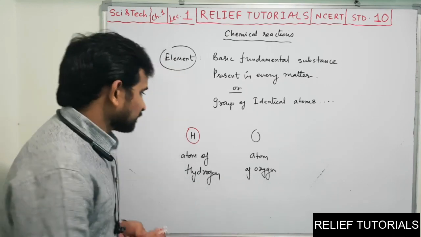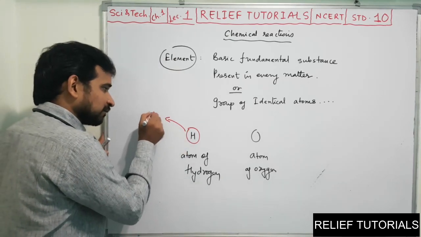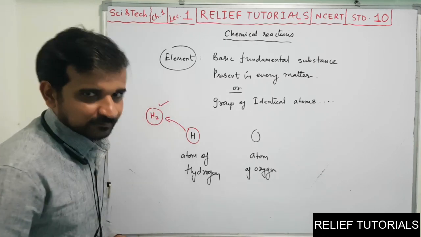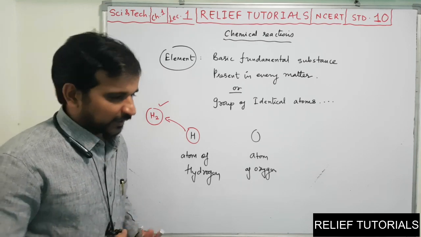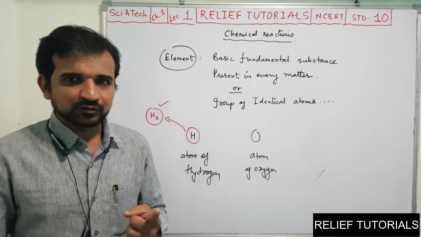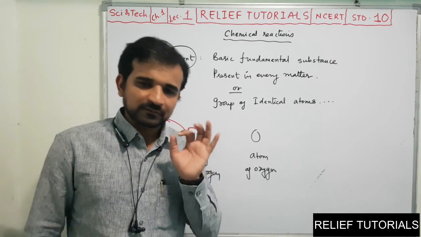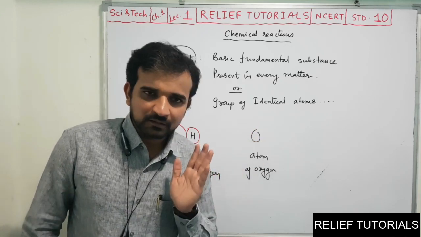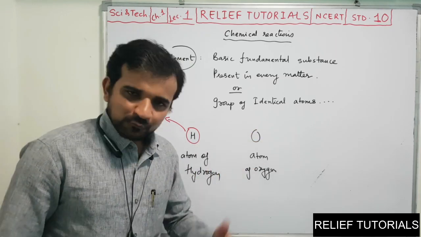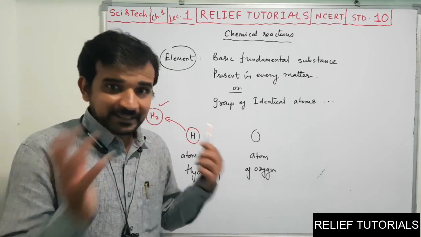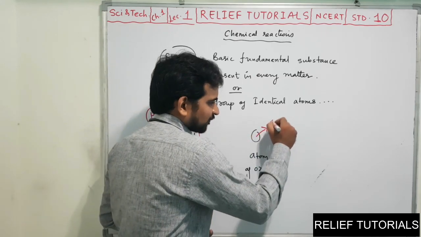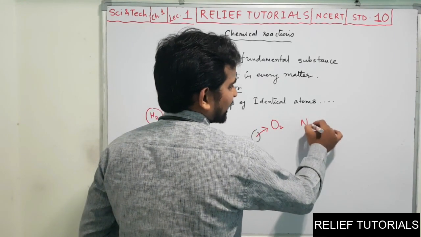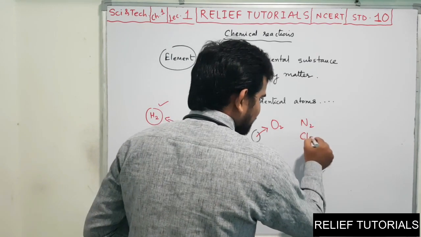So it is available in which form? It is available in this form. If you remember, it is available always in a group of 2. So H2 is the naturally available state of hydrogen. Let me repeat again. One atom of hydrogen is not available in nature, in free state, in independent form. One atom of oxygen is not available in nature. If you try to find independent oxygen in nature, you will always find it in the form of O2. Nitrogen is available in the form of N2. Chlorine is available in the form of Cl2.